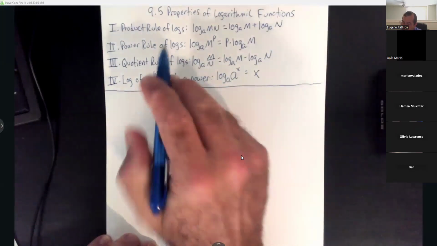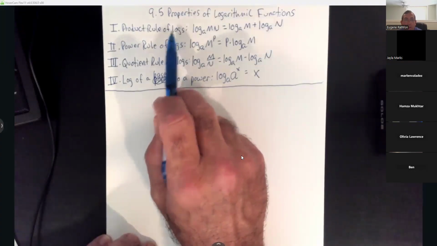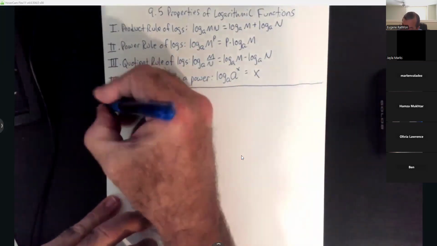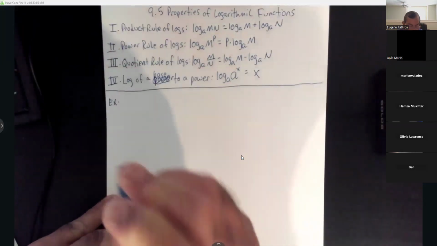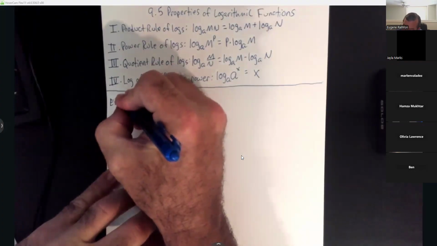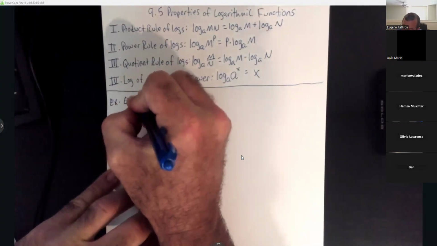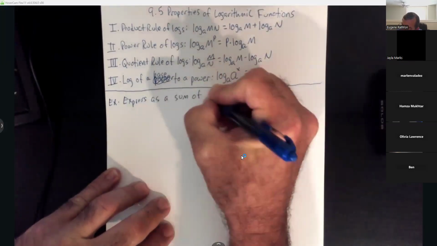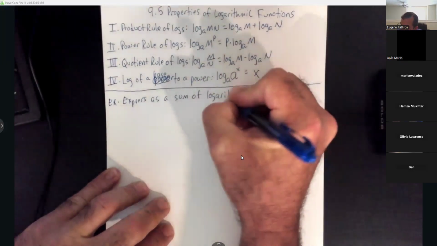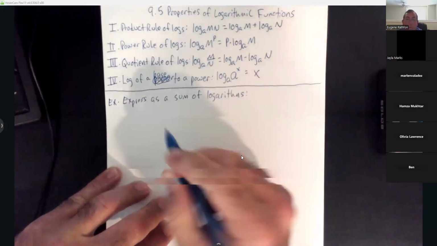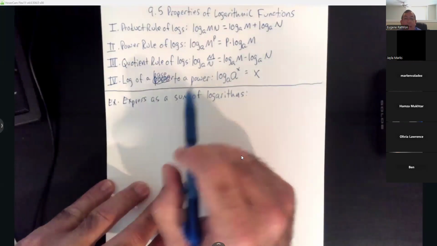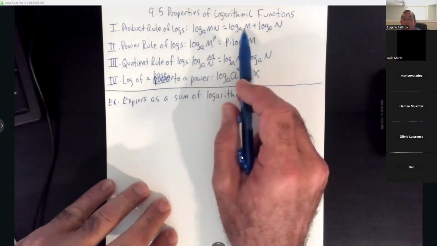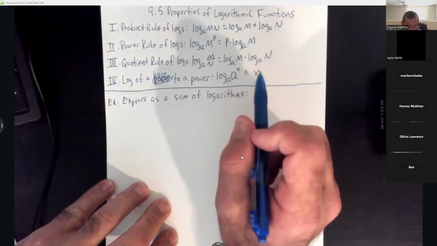So first off, they're going to start giving me two problems doing the product rule, two problems doing the power rule, and then two problems doing the quotient rule. So the first examples, they'll say express as a sum of logarithms. Well, the only rule that had anything about being added was my product rule of logs, okay? So they're going to give me a product, and I'm going to rewrite it as a sum.